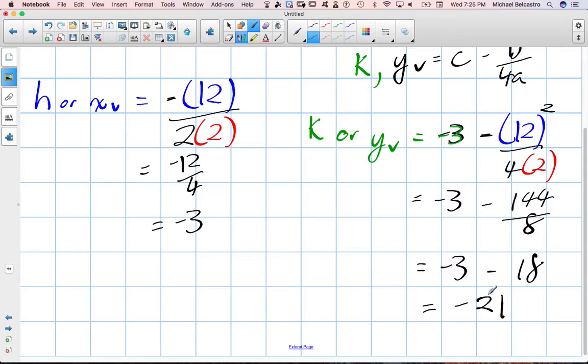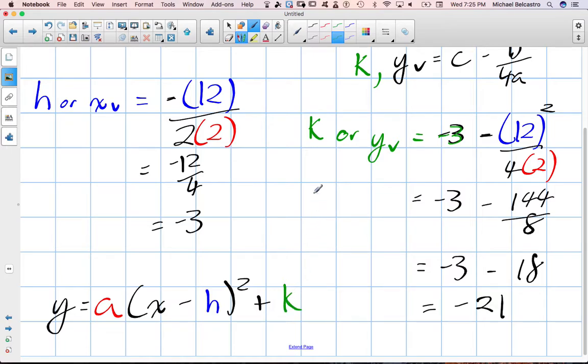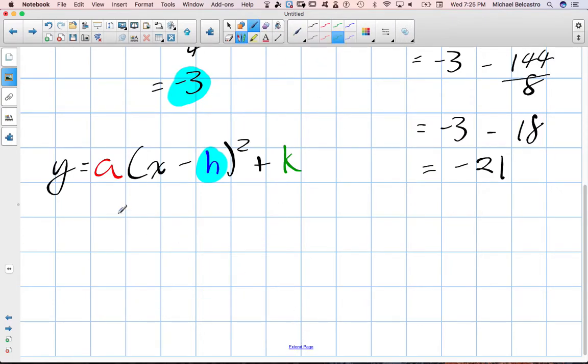Great. I got two values. How do I build vertex form? Well, remember the parent function or the original vertex form, they use these letters to replace. We have a, x, minus h, squared, and then plus k. Well, let's take our values here. Our h value, this is a good example for an h value, it's negative 3. So we're going to replace h with negative 3.